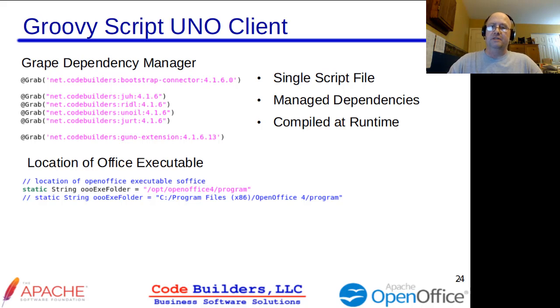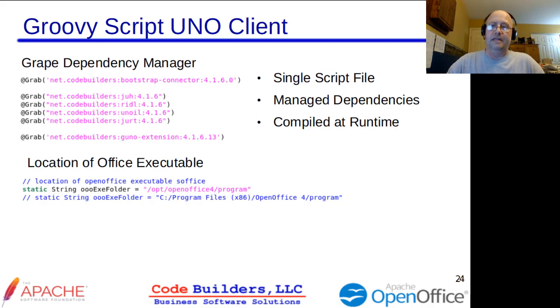The first one is a Bootstrap Connector, which is a special library that can bootstrap the Office using a file path to the Office. So in a traditional client application, this is done with different combinations of guessing based on what platform you're running on or searching the class paths for jars. Since we're using a single file, this is an easier approach.